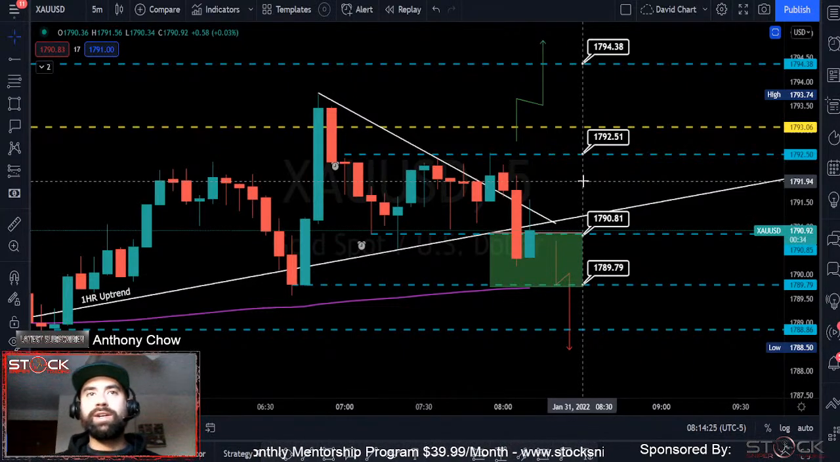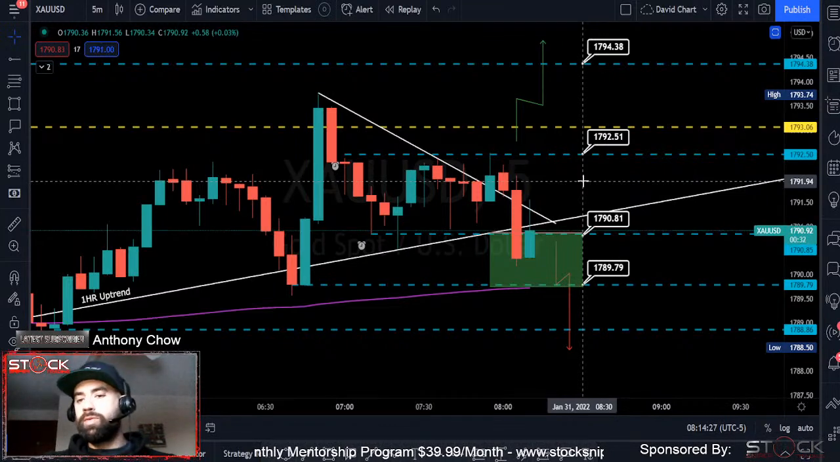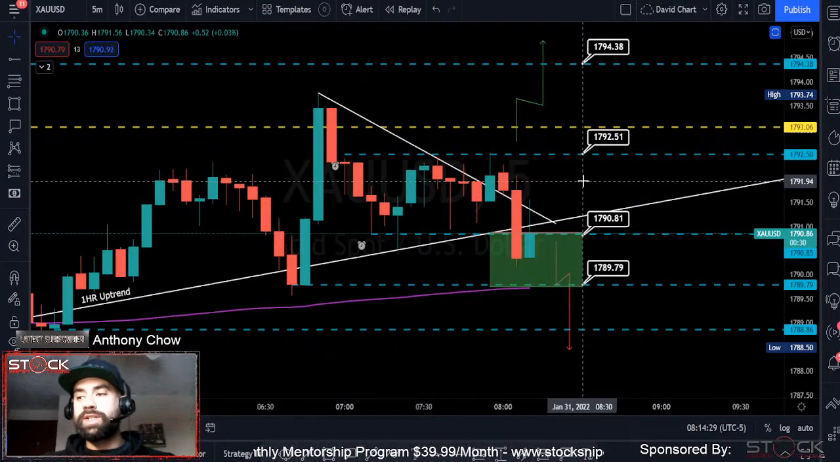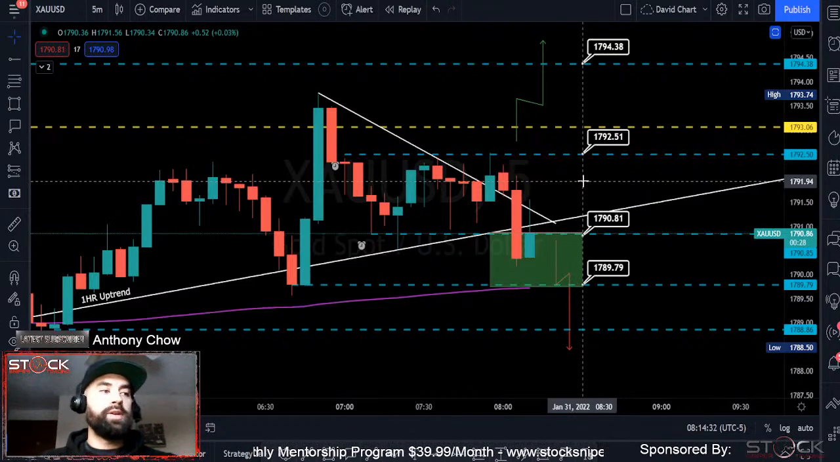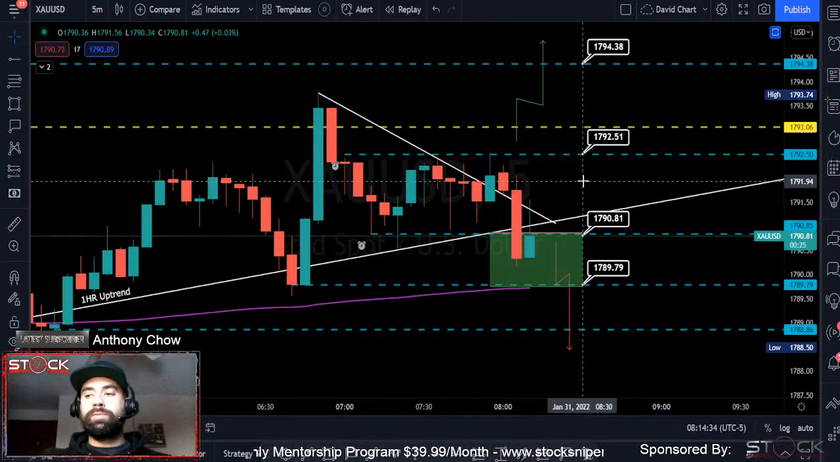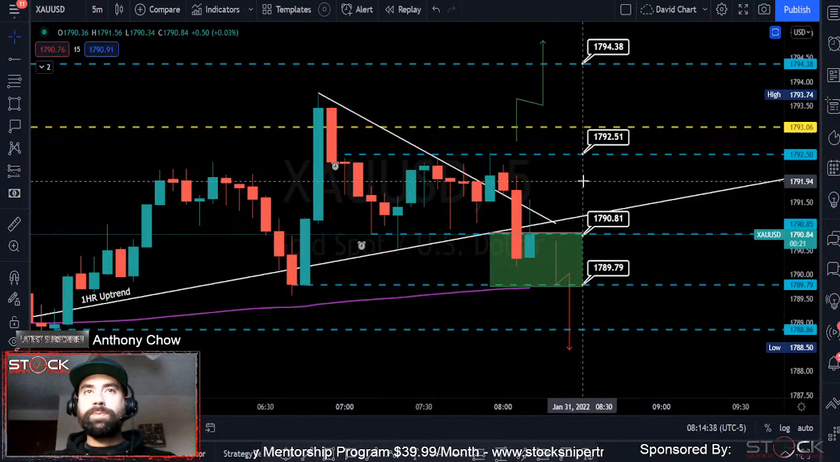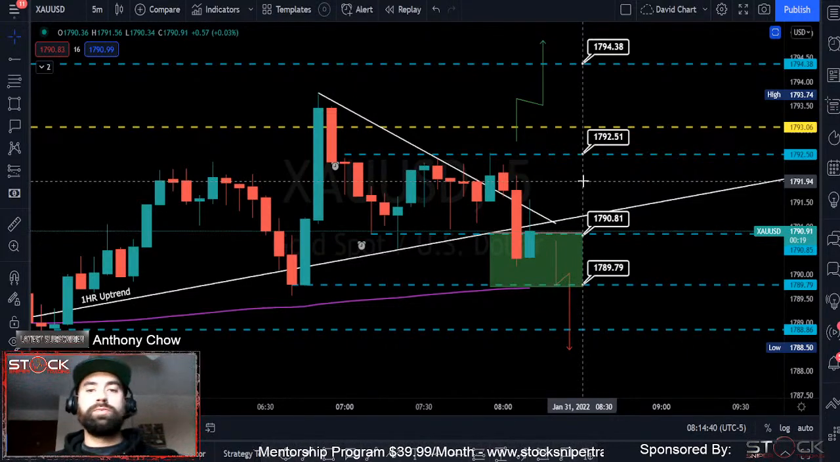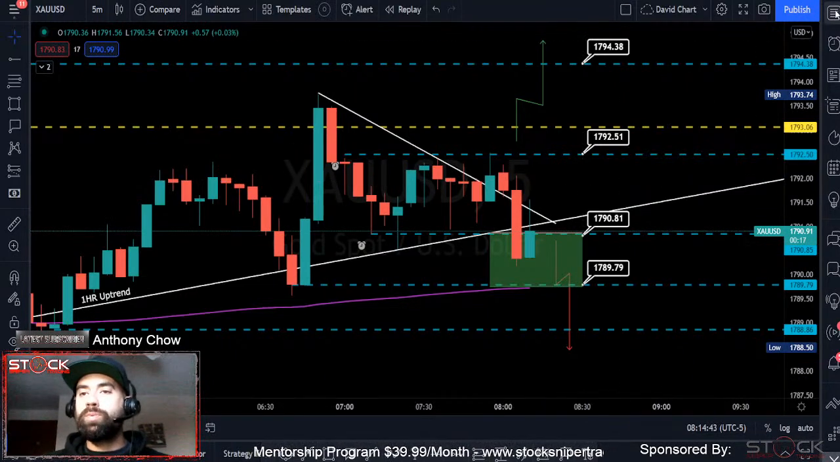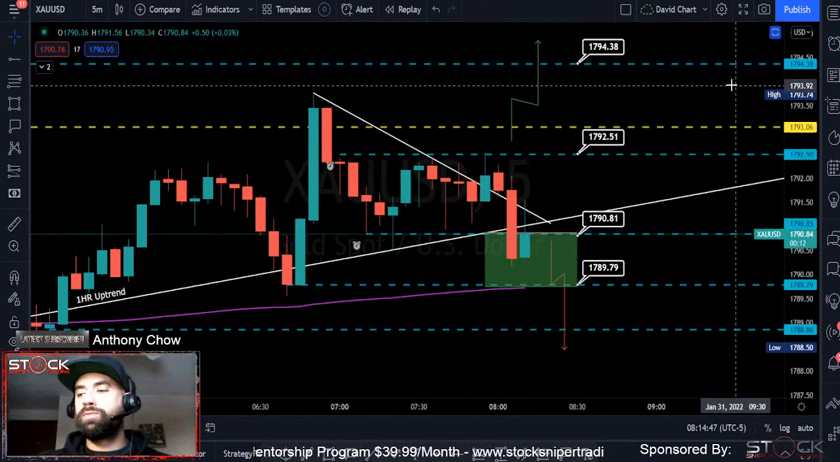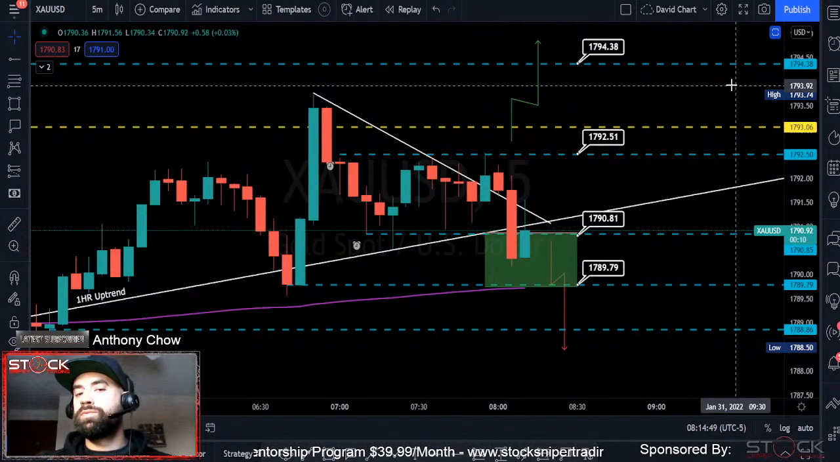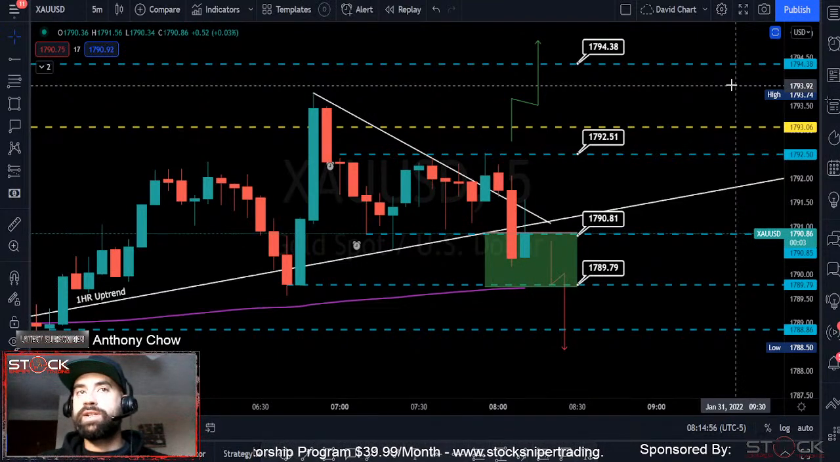So I'm going to do Nasdaq in about 1 minute. I want to watch how this candle closes and the next one opens. So 5 seconds, guys.